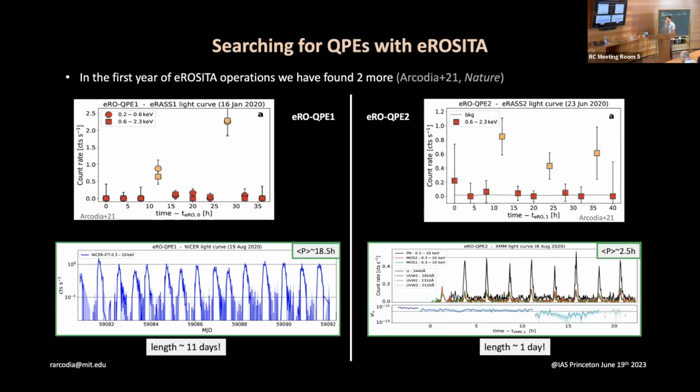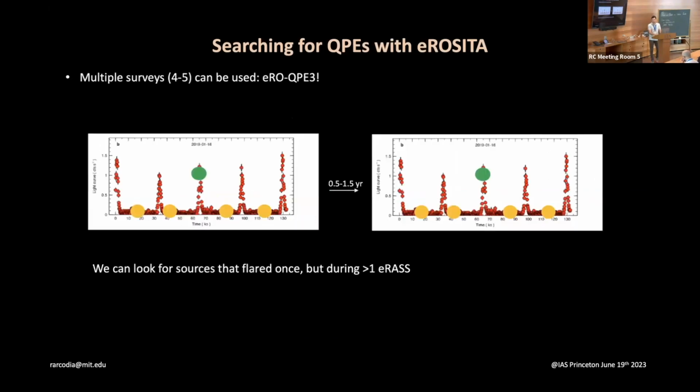So we have to find some other way at some point in the future, which I'll think about in the next year, I think. But anyway, as we have now 4 or 5 all-sky surveys per source, one could try to find candidates which flared once per survey, but in more than one survey. Since QPs last for years, you can do that.